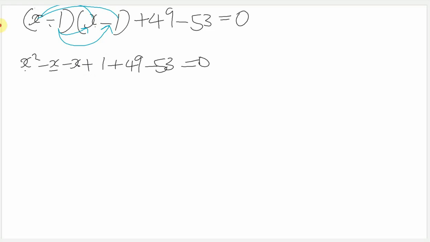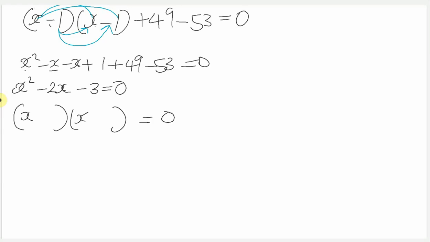So you will basically have to add your like terms here now. So you will have x squared minus 2x. This will give you 1 plus 49 is 50, minus 53, which will be negative 3, which is equal to 0. So what you're gonna do is factorize this now. So it means that we had to manipulate this whole equation so that it can be easy to factorize. So now I can actually have factors for this equation. So it will be x and x.